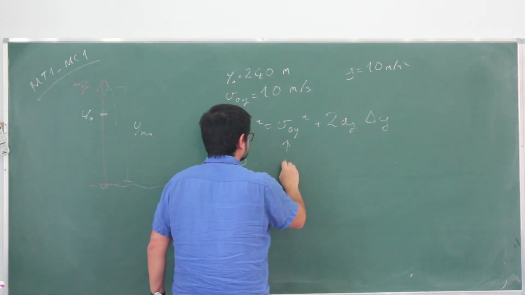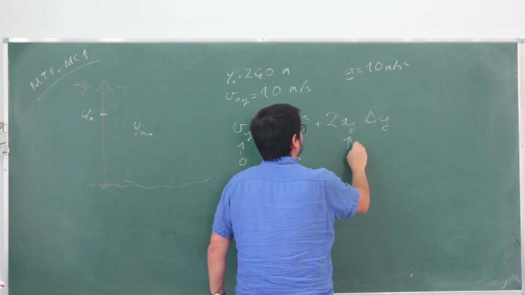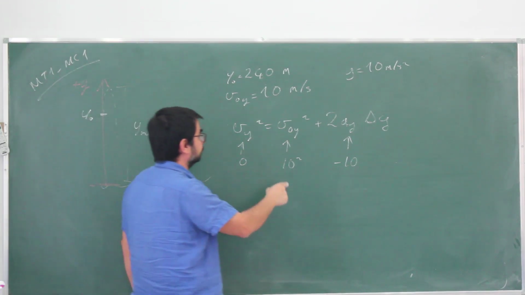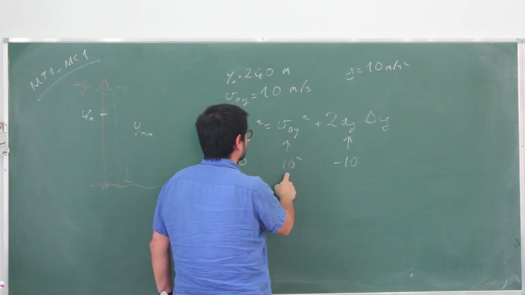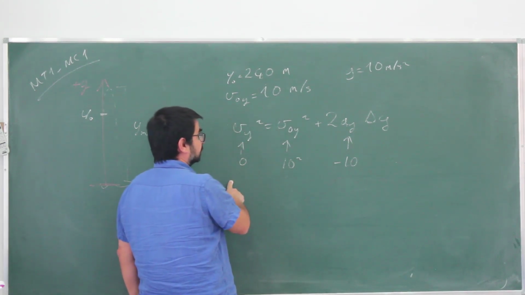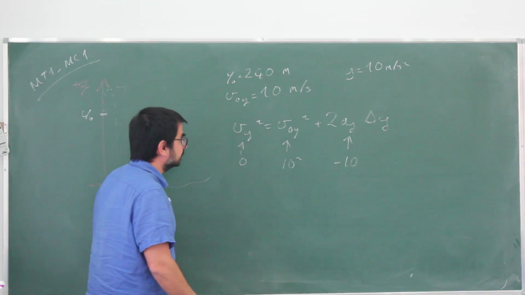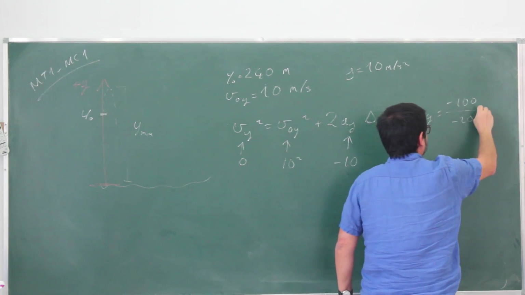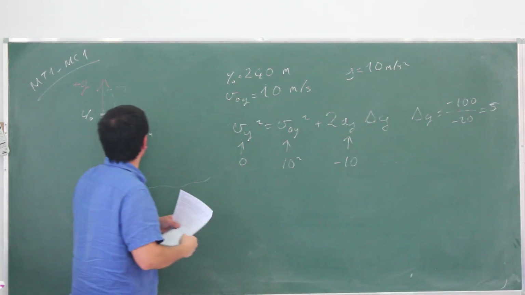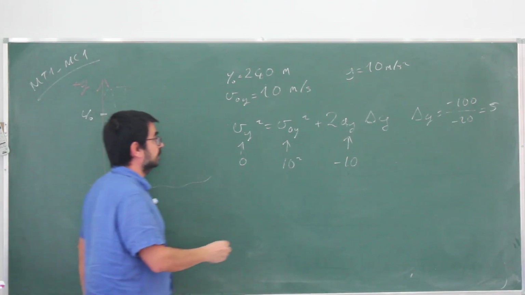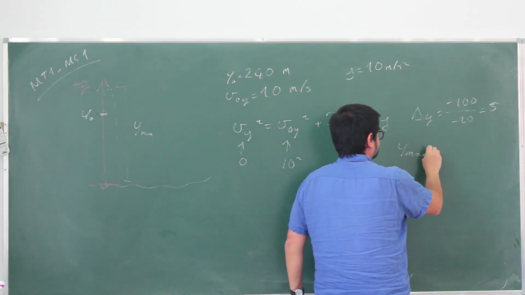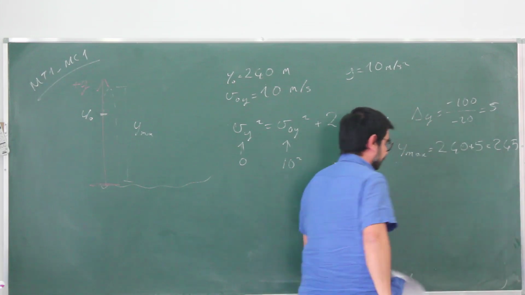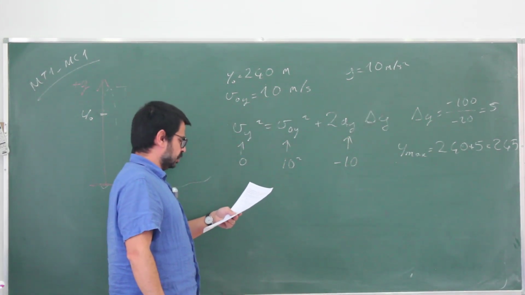v0y squared is 10 squared. ay is minus 10. The gravitational acceleration is down, its magnitude we take to be 10. And delta y is what we are looking for. So this is going to be 100. This moves to the other side, becomes minus 100. This is minus 20 delta y. Delta y is minus 100 divided by minus 20, it's 5. But this delta y is how much you moved from your initial position. So your y final, or y max, in this case, is going to be 240 plus 5, which is 245. And that will be choice B.